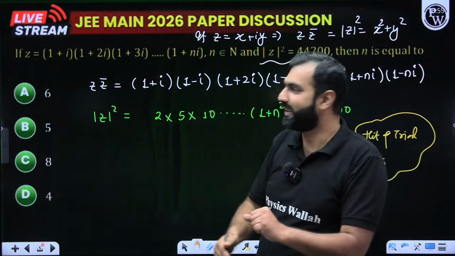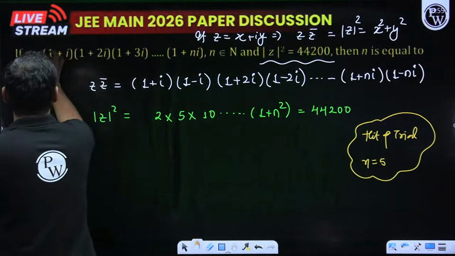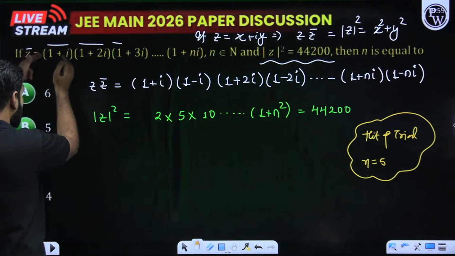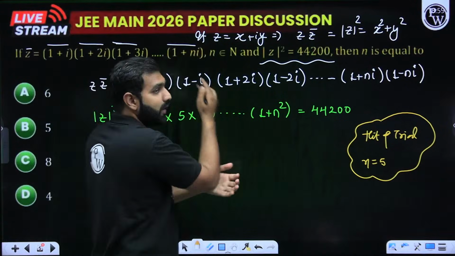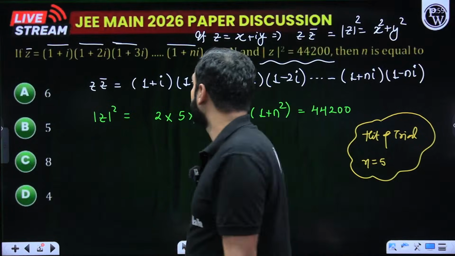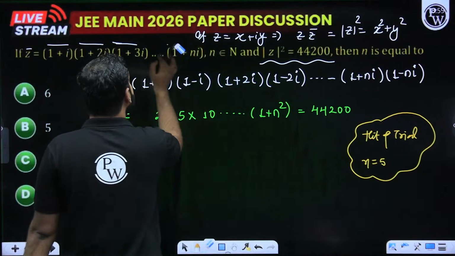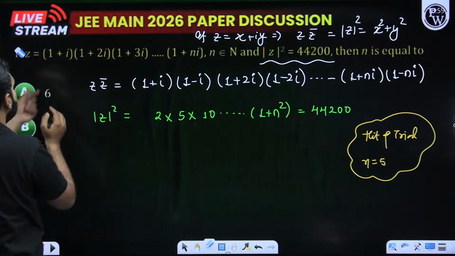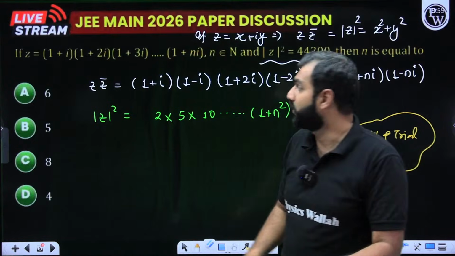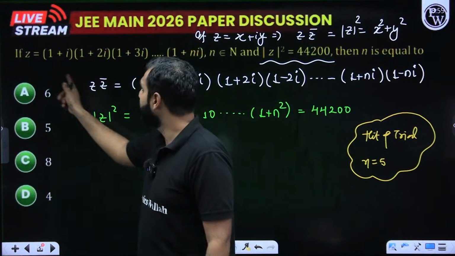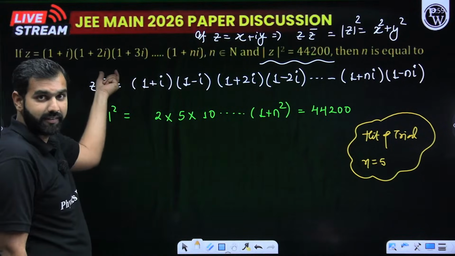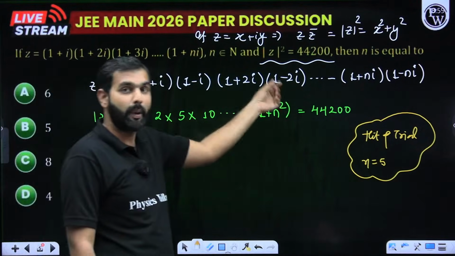So with that, z bar will be the conjugate of this, conjugate of this, conjugate of this, and conjugate of this, because over product, addition, multiplication, division, we can distribute the conjugate. All you need to do is change the sign of the imaginary part. So it will be 1 minus iota, 1 minus 2 iota, 1 minus 3 iota, and 1 minus n iota. So when I take z z bar, multiplying z with z bar, on the left hand side it will be mod z square. On the right hand side, it will be 1 plus iota into 1 minus iota, 1 plus 2 iota into 1 minus 2 iota, and so on.